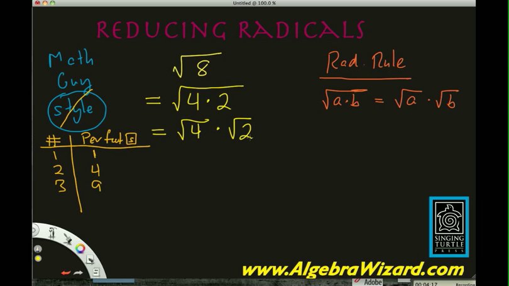Okay, so far so good. But where are we going? You might be wondering, how's this helping? Well, here's how. The square root of 4, because 4 is a perfect square, also has a square root, which is a nice number. The square root of 4 is simply 2. So since the square root of 4 is 2, we can substitute 2 for the square root of 4. So now we've got 2 times square root of 2.